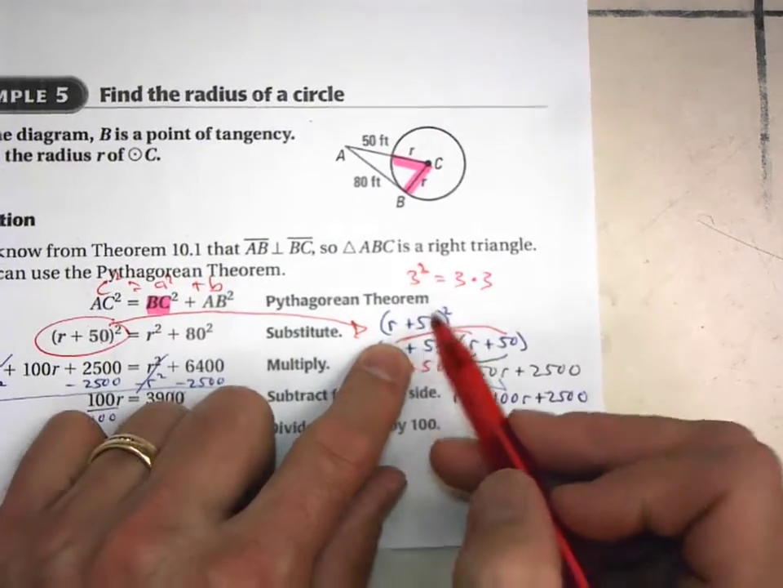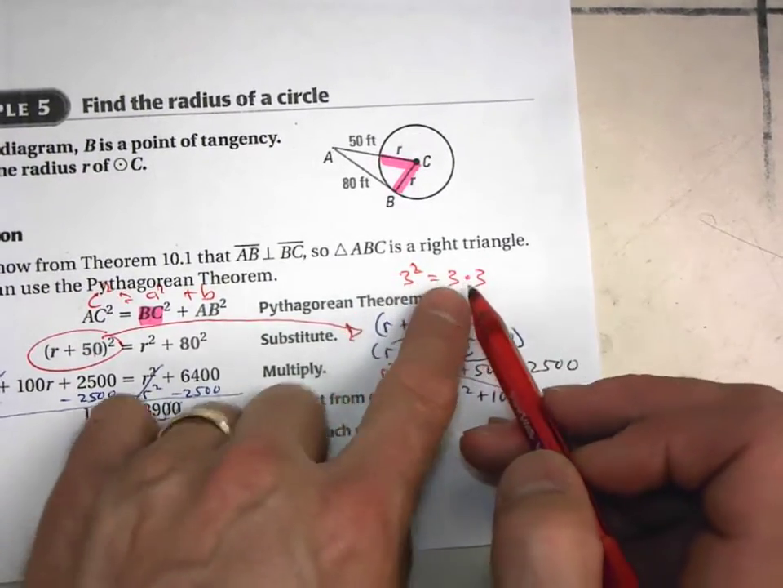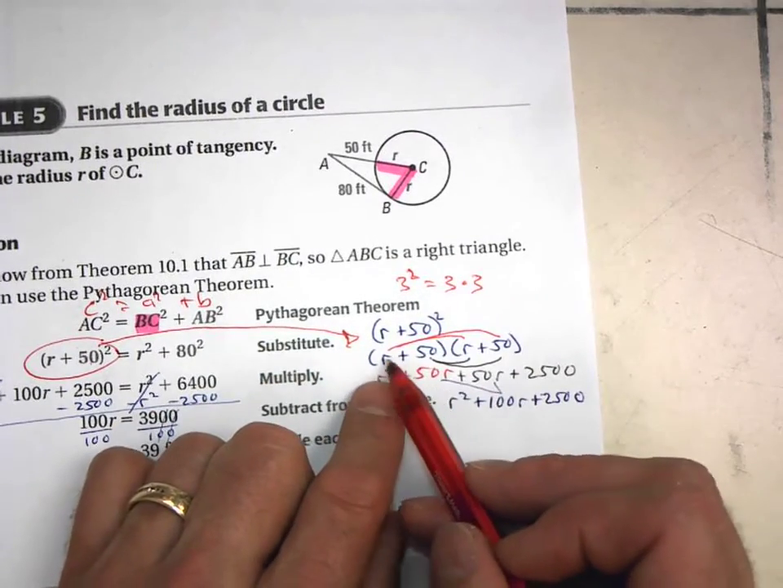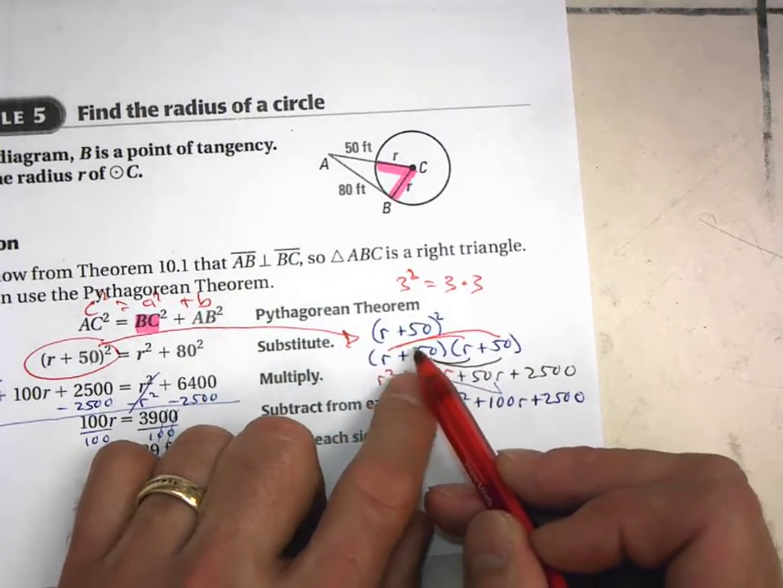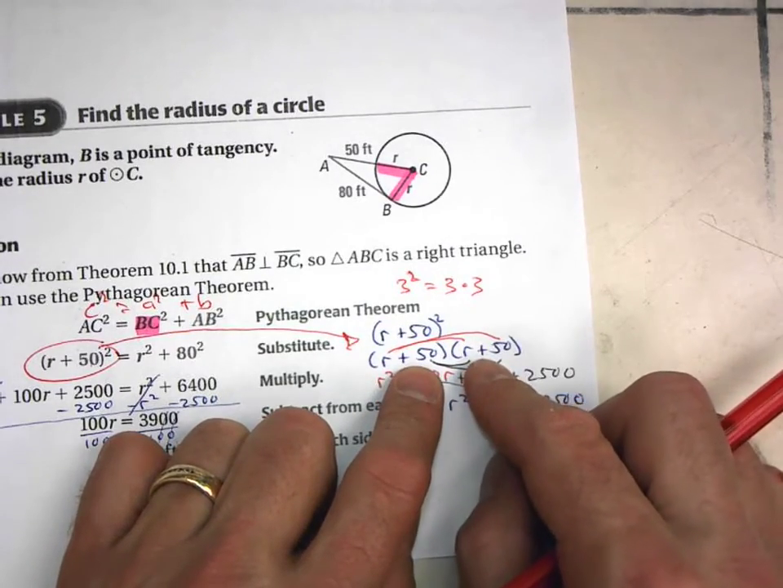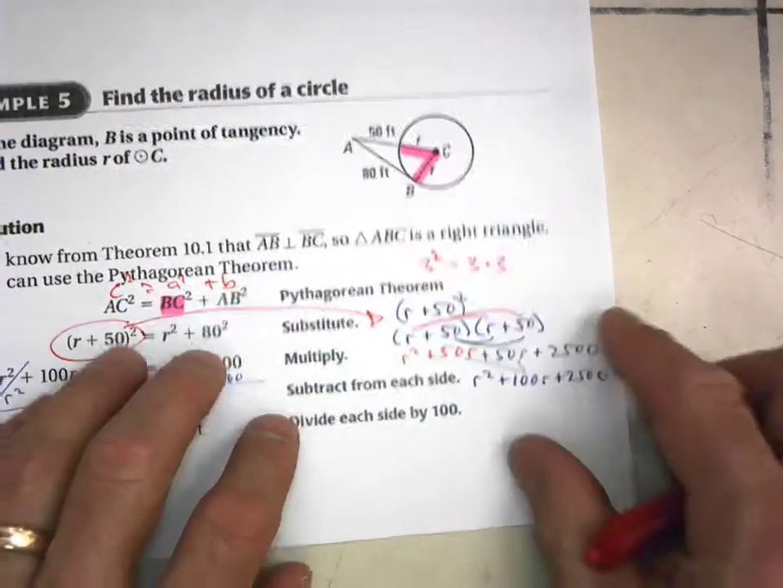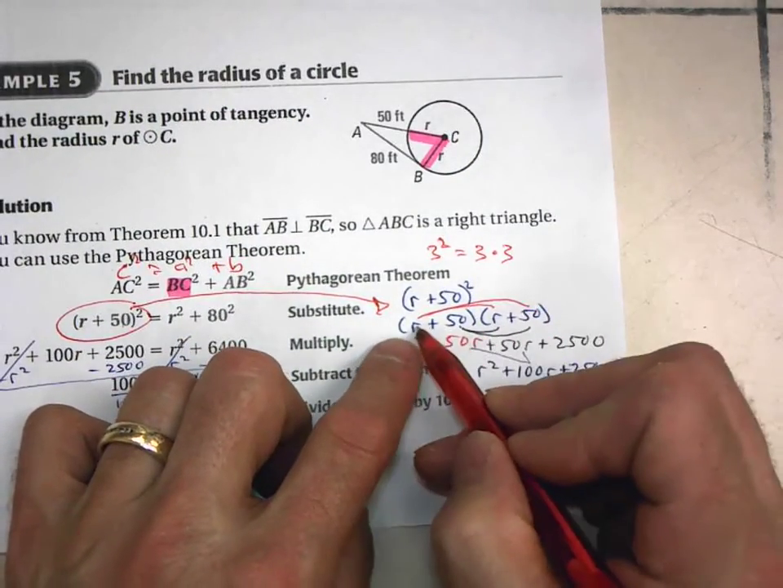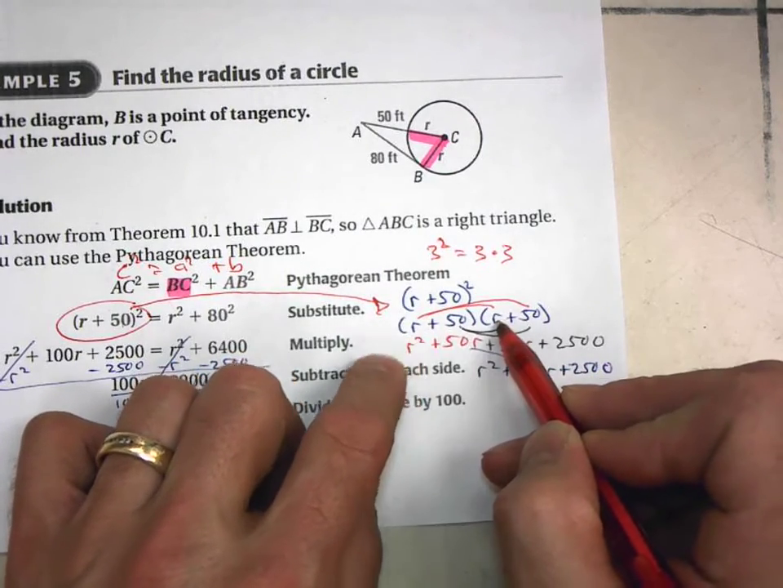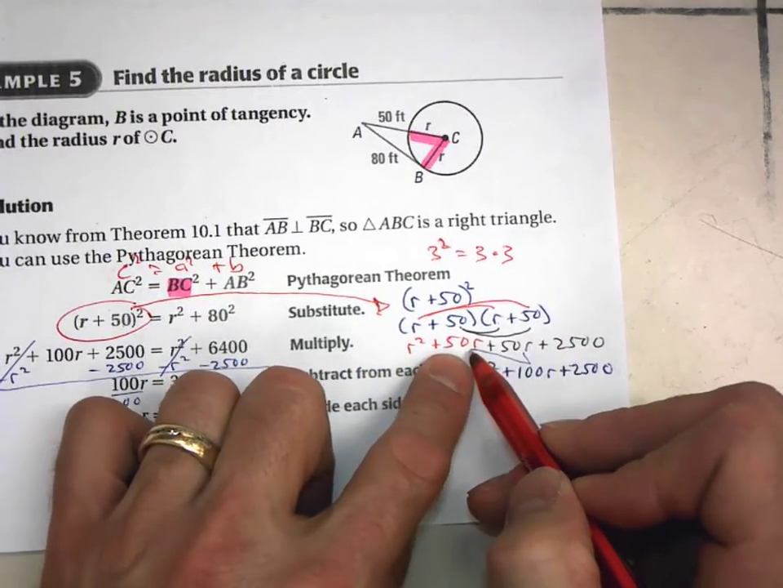Well, in this case, we're doing r plus 50 squared. To do that, the same principle applies. You just take this same thing and multiply it times itself. So take this r plus 50 and multiply it times itself. So now we have 2 binomials, and you remember how to multiply binomials. Leave it here. To multiply binomials, we distribute the r first inside the parentheses. So r times r is r squared. r times 50 is 50r.